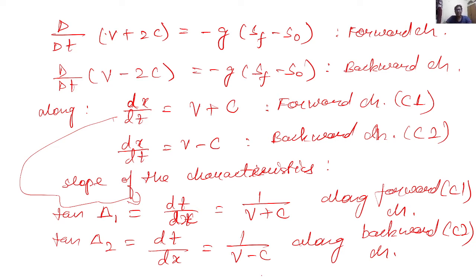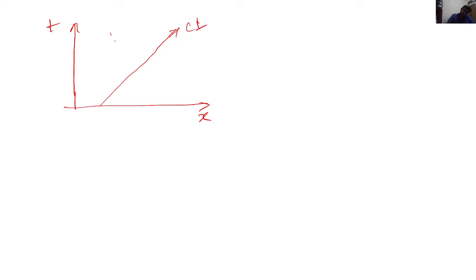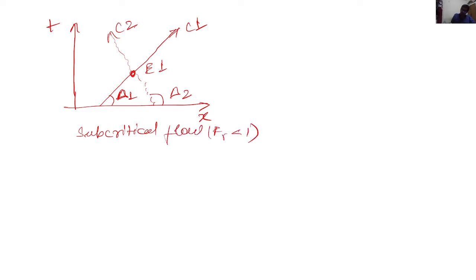Now let us see how they would look graphically. We again take four different formulations for the t versus x plane. This is the forward characteristic C1. The dotted one is the backward characteristic C2. E1 happens to be the intersection. This is delta 2, which is the slope of the backward characteristic. This is delta 1, slope of the forward characteristic. So this is a case of subcritical flow, which I showed in the previous slides also.